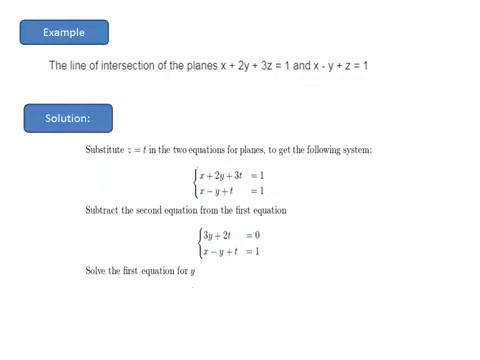The line of intersection of the planes x + 2y + 3z = 1 and x - y + z = 1 is also given by another method: substituting the value of z with another parameter t in the equations for the planes to get the following system: x + 2y + 3t = 1, x - y + t = 1.